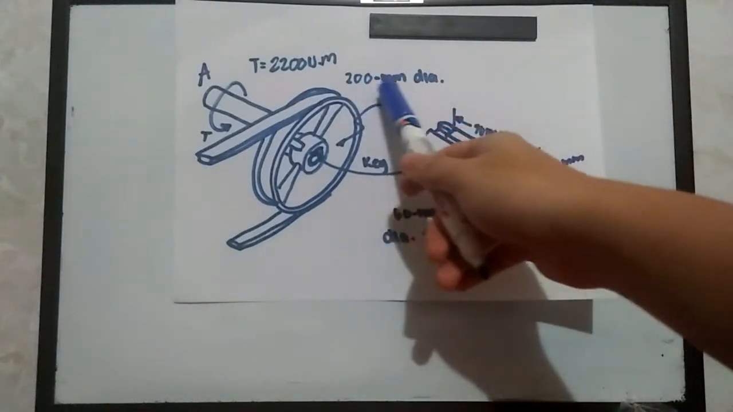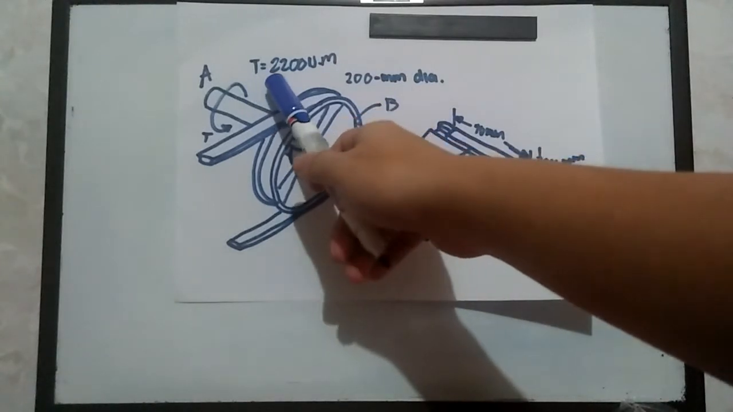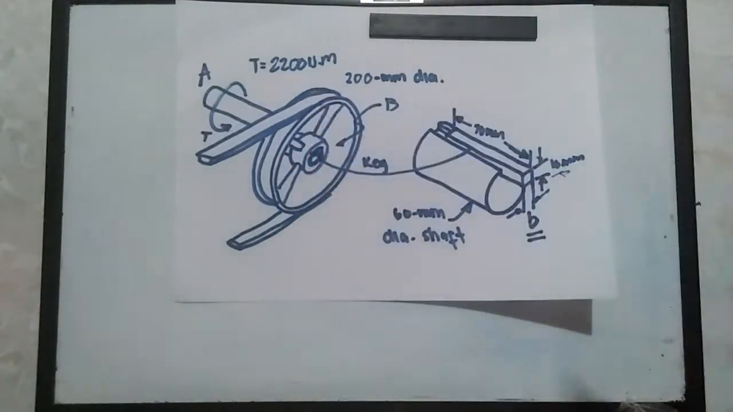Don't forget, we have a 200 millimeter diameter for this wheel, with applied torque equivalent to 2200 Newton meter. Okay, so let's try to solve this one.